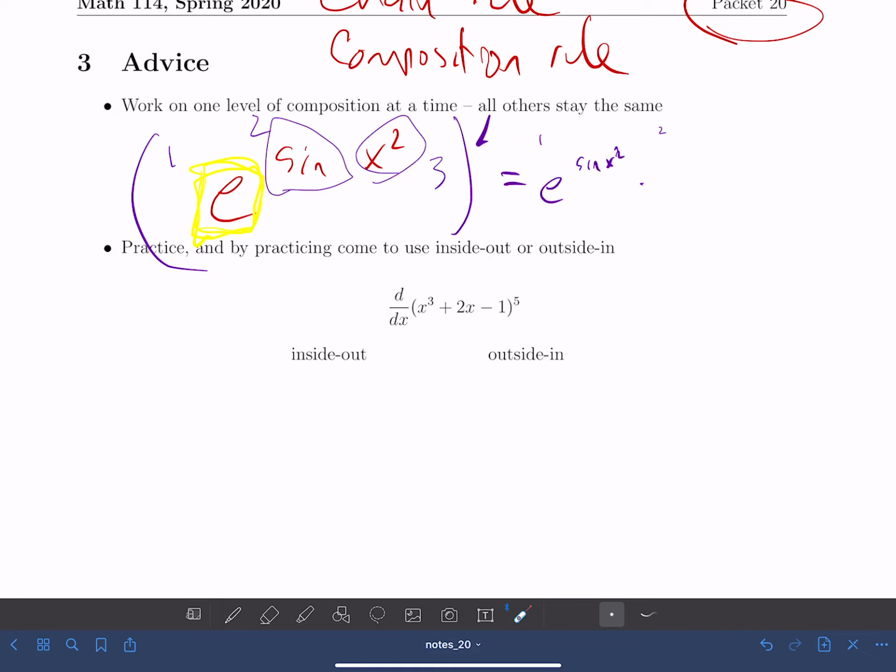So I'm just going to take the derivative of sine, and the derivative of sine is cosine, and then the stuff on the inside stays the same. And now I'm ready to work on the derivative of the next level, and the derivative of x squared is 2x. And that's kind of a way to pay attention to which level of composition we're working on at a time, and leaving all others the same as I work through the composition or the chain of functions.